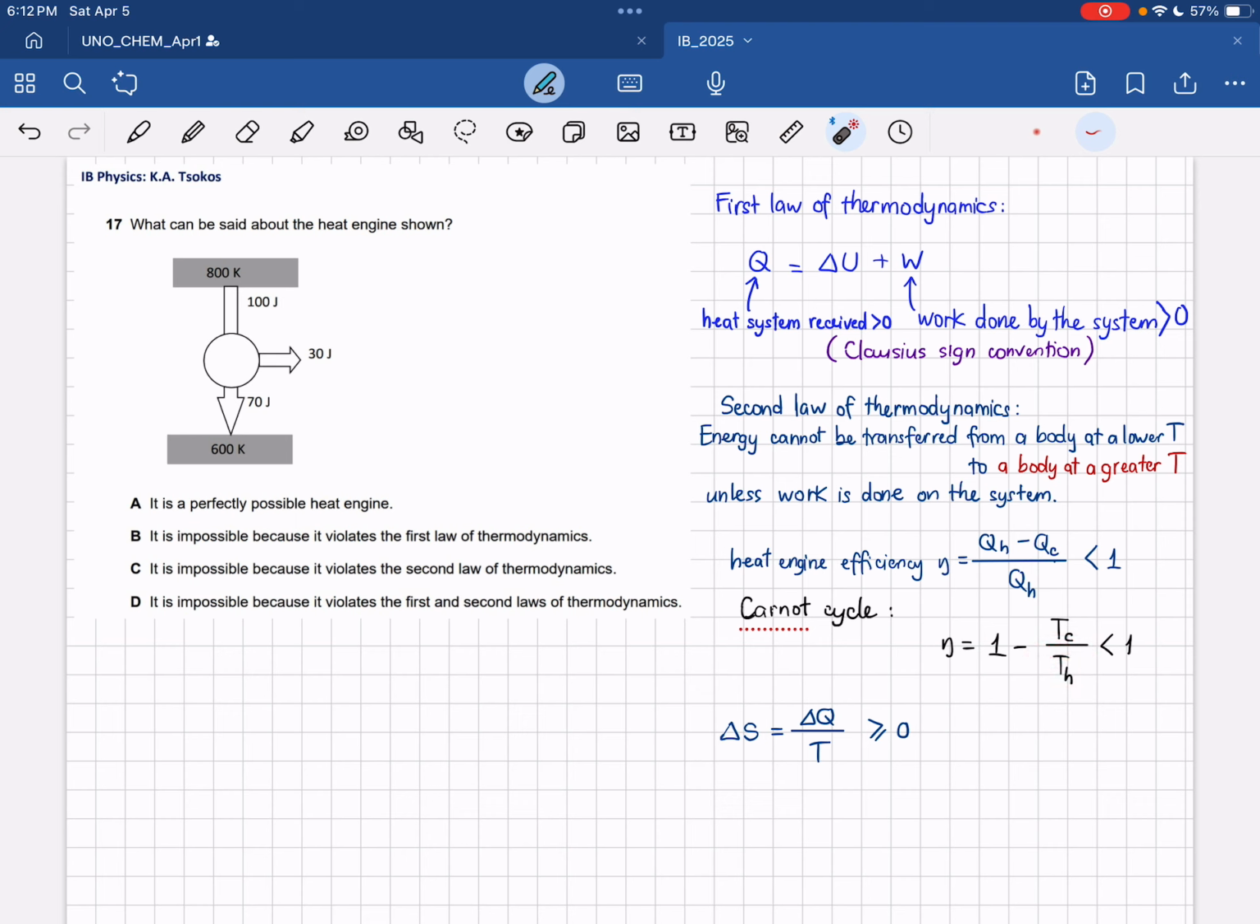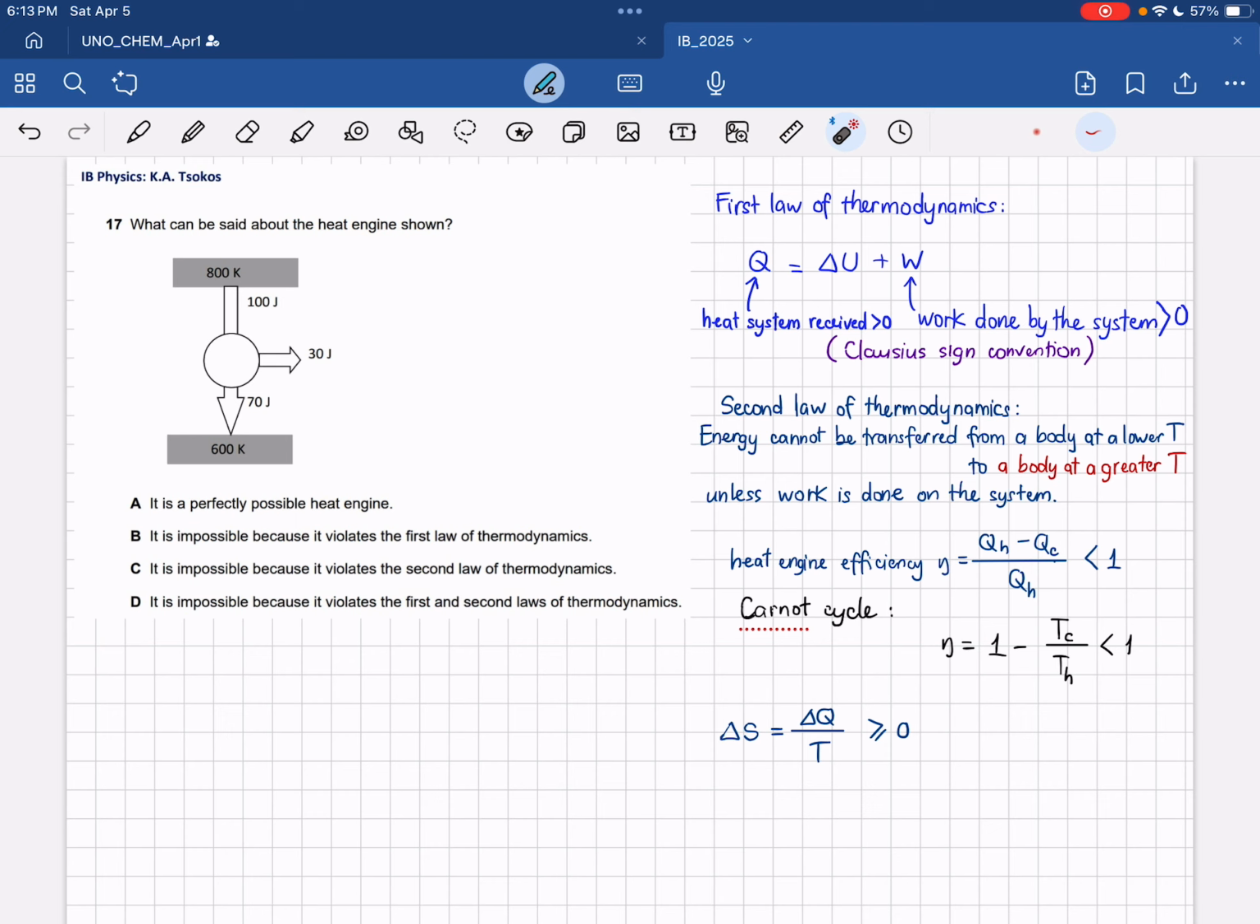Another way to write the second law of thermodynamics is that the change in the entropy equals the amount of heat received divided by the temperature, and the entropy by nature is always greater than or equal to 0. It means it never decreases. It always stays the same or increases, okay?